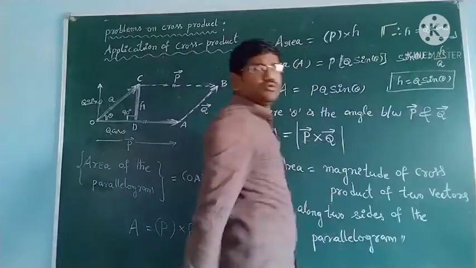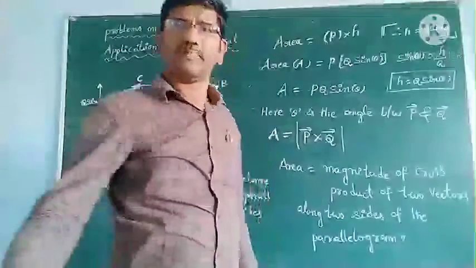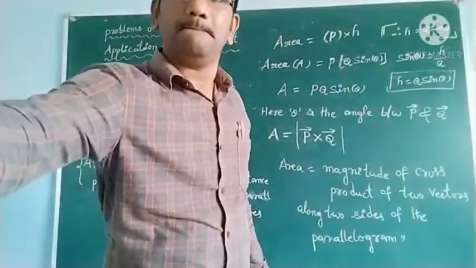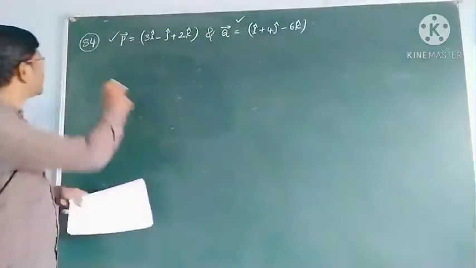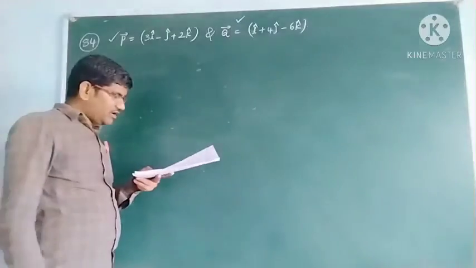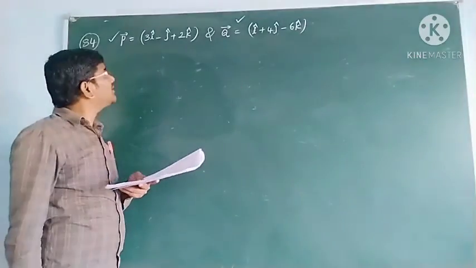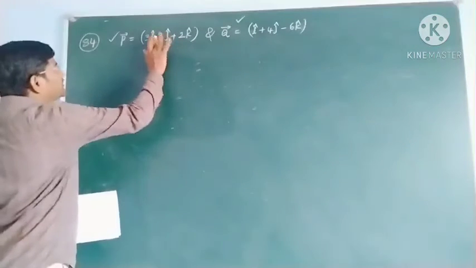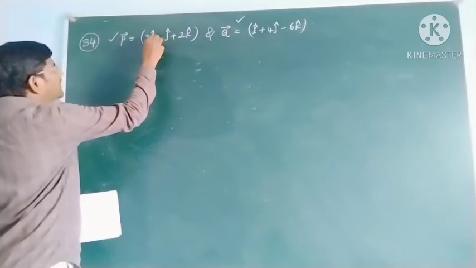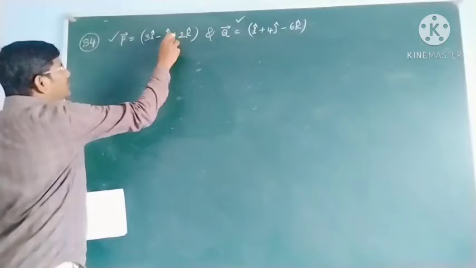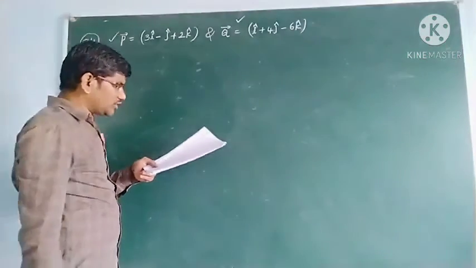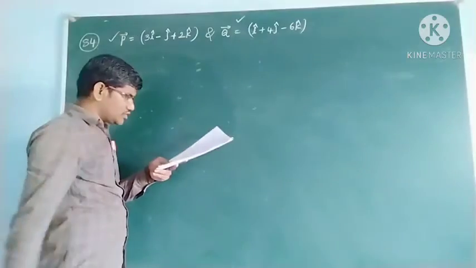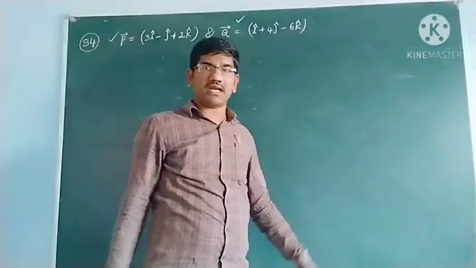So h is equal to q sin theta you are getting. Okay students, this is called area of the parallelogram. Okay students, see problem number 84. The area of the parallelogram whose adjacent sides are p bar equal to 3i cap minus j cap plus 2k cap, and similarly q bar is given as i cap plus 4j cap minus 6k cap.